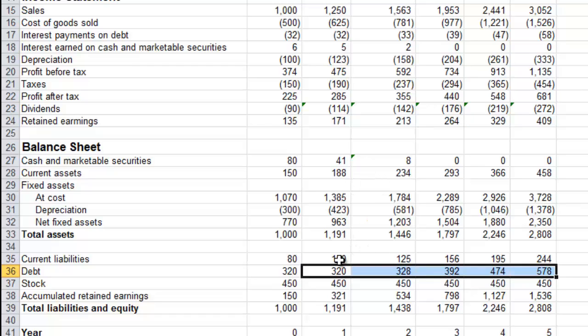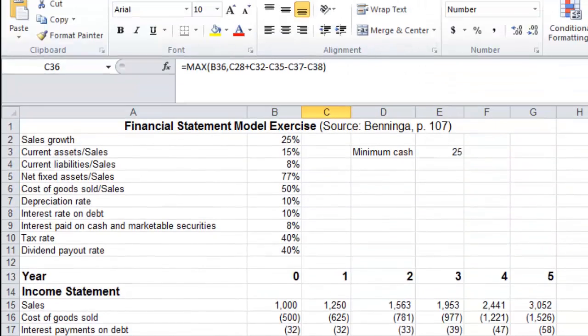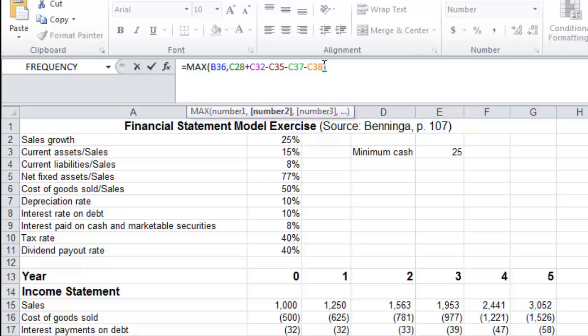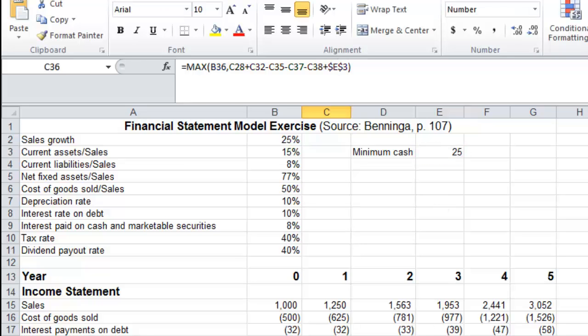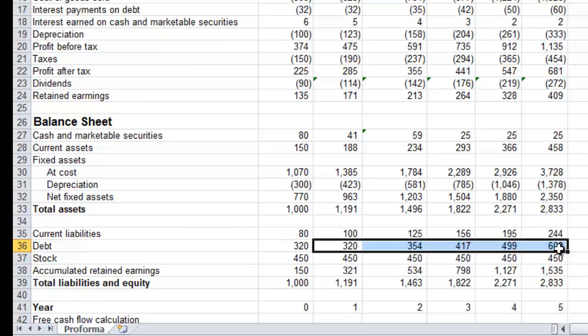The other thing we need to add here is the minimum cash that we want to have on hand, which you could plug into an empty cell up here. The way Benninga does it, he plugs the 25 into the formula, but that's kind of bad practice. It's good to break out your assumptions into a place where you can see them. And so if I add in the minimum cash with dollar signs again and then copy it across, you see that the cash comes down to our 25 minimum and then holds there, and debt goes up to offset the cash need.